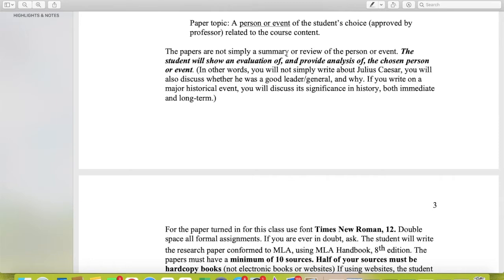The papers are not simply a summary or review of the person or the event. The student will show an evaluation of and provide analysis of the chosen person or event. In other words, you will not simply write about Julius Caesar, let's say you picked him. You will discuss whether he was a good or a bad leader or general and why. So it would be something like, I believe Julius Caesar was a great military general. And then you found 5 reasons why he was a great military general, and those 5 reasons are basically your paper. You're proving your thesis with those 5 reasons.